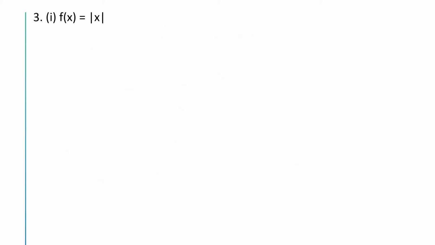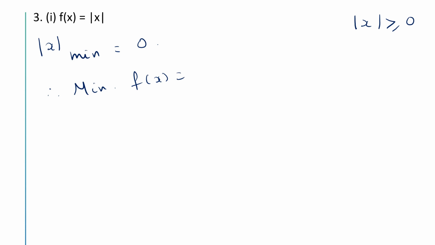Here the next question, f(x) is equal to mod x. So we know that always the modulus of x is greater than or equal to 0, which means the minimum of this function is 0. Minimum of mod x is 0. Therefore, minimum of f(x) equal to 0 and no maximum value.